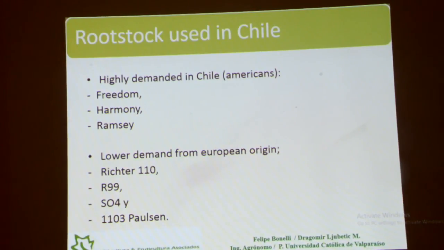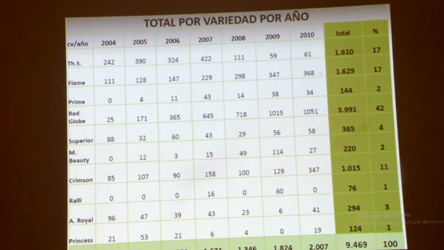Perfect. Good to know. So in Chile, we have almost 55,000 hectares of table grape. So in these years, we have official statistics that we have almost 10,000 hectares over rootstock. The rest is own roots.